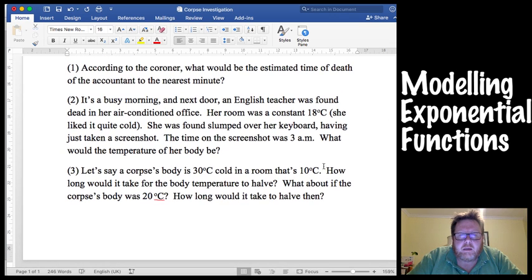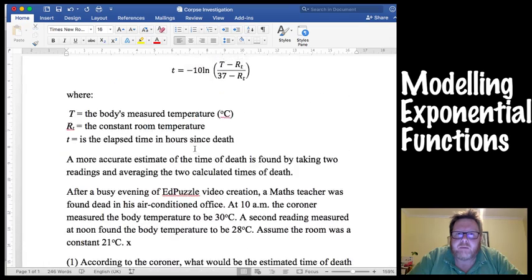Number 3. Let's say a corpse's body is 30 degrees Celsius in a room that's 10 degrees Celsius. How long would it take for the body temperature to halve? Now, why do we keep talking about it being a corpse? Well, because a live body has some ability to self-regulate, and you can run up and down in the room to try and get a bit more energy and keep yourself a bit warm and all that kind of stuff. As soon as you've died, that self-regulation stops, and therefore the body starts cooling, and hence the formula kicks in.